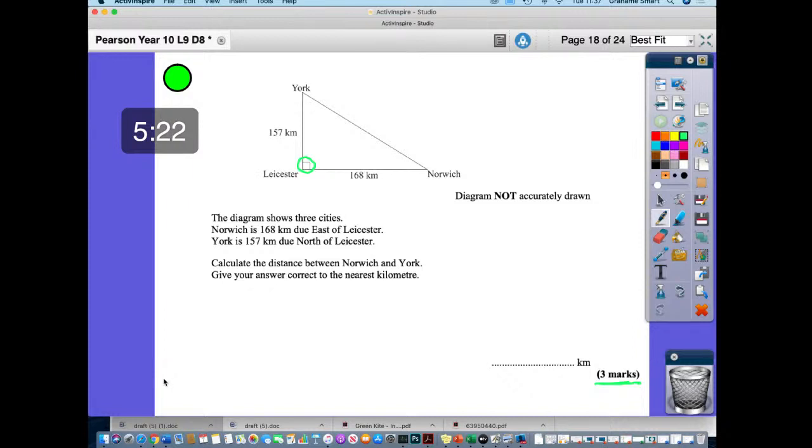Just remember here, in this question it says correct to the nearest kilometre, so you don't need to do this one to 2 decimal places. You will round to the nearest kilometre. Now just keep that in your mind, because obviously everything else we've been rounding to 2 decimal places all the way through. So just to remind you there, it says nearest kilometre.